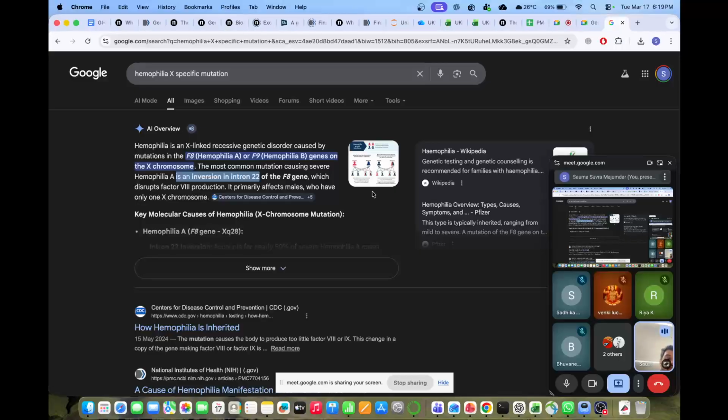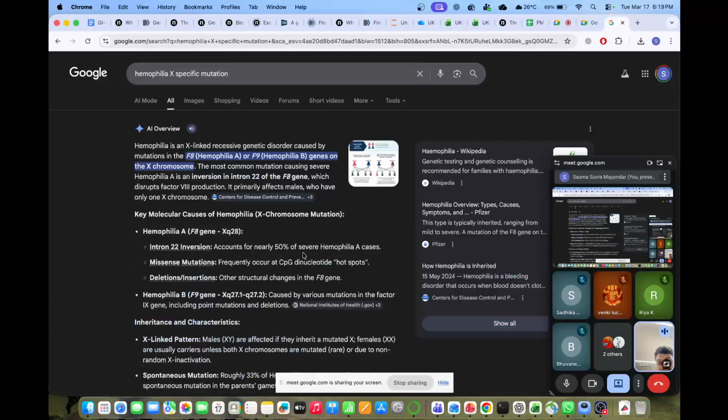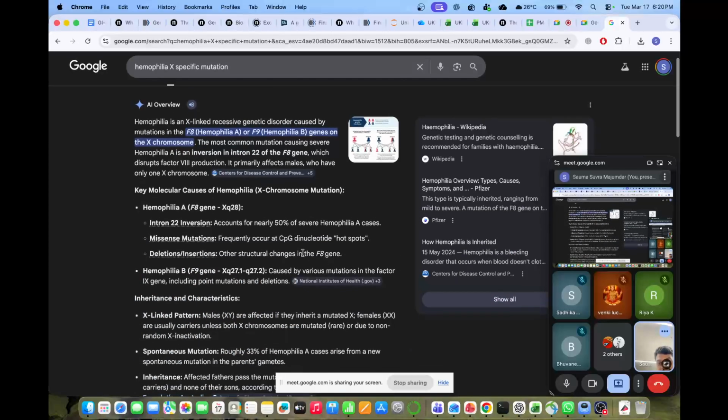So this mutation is not a single substitution or a single deletion. This is an inversion. So a chunk of the chromosome has been inverted. It's a structural variant. It's not a single mutation.